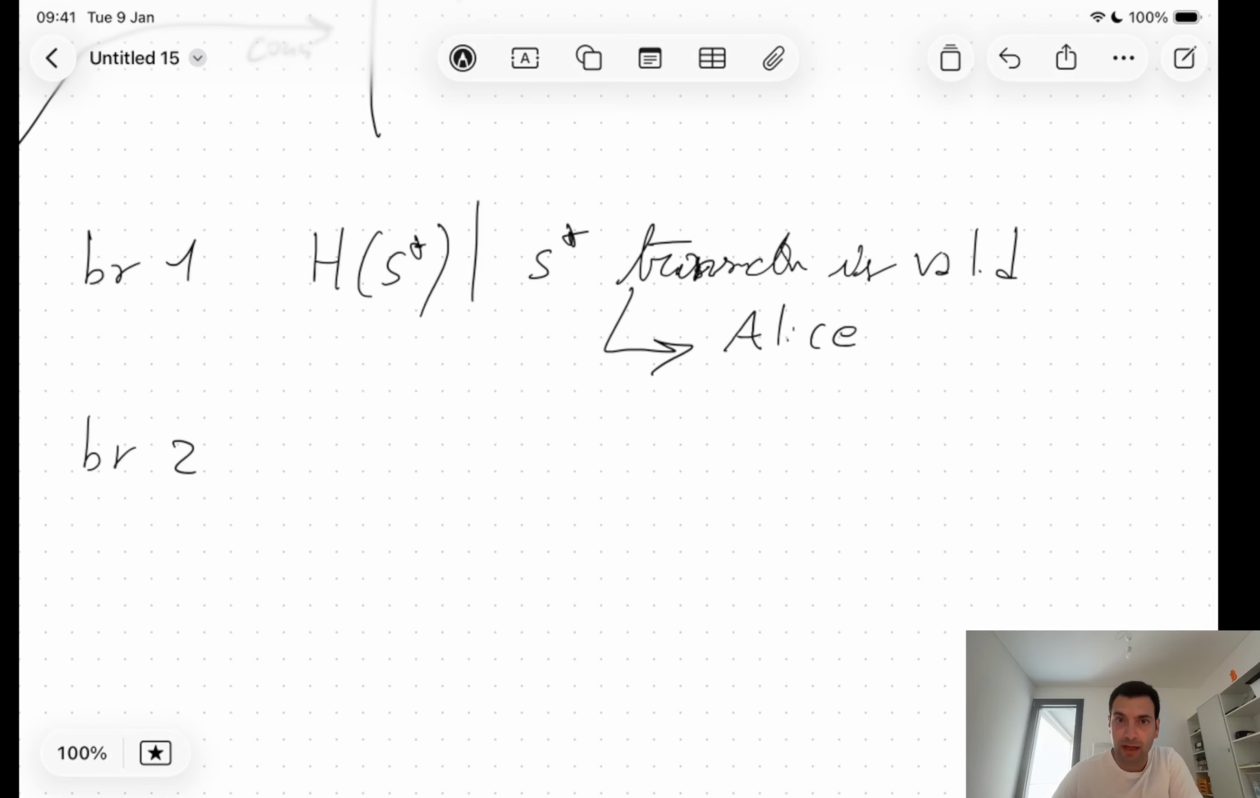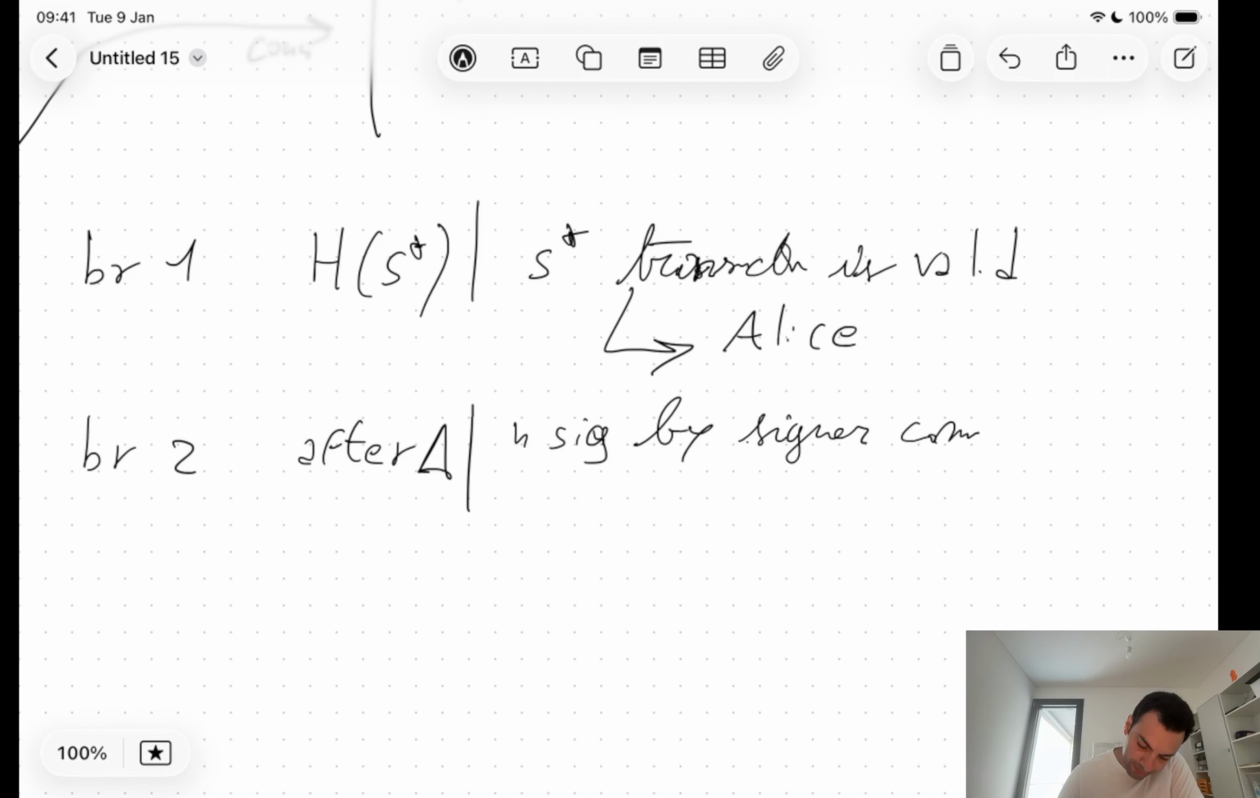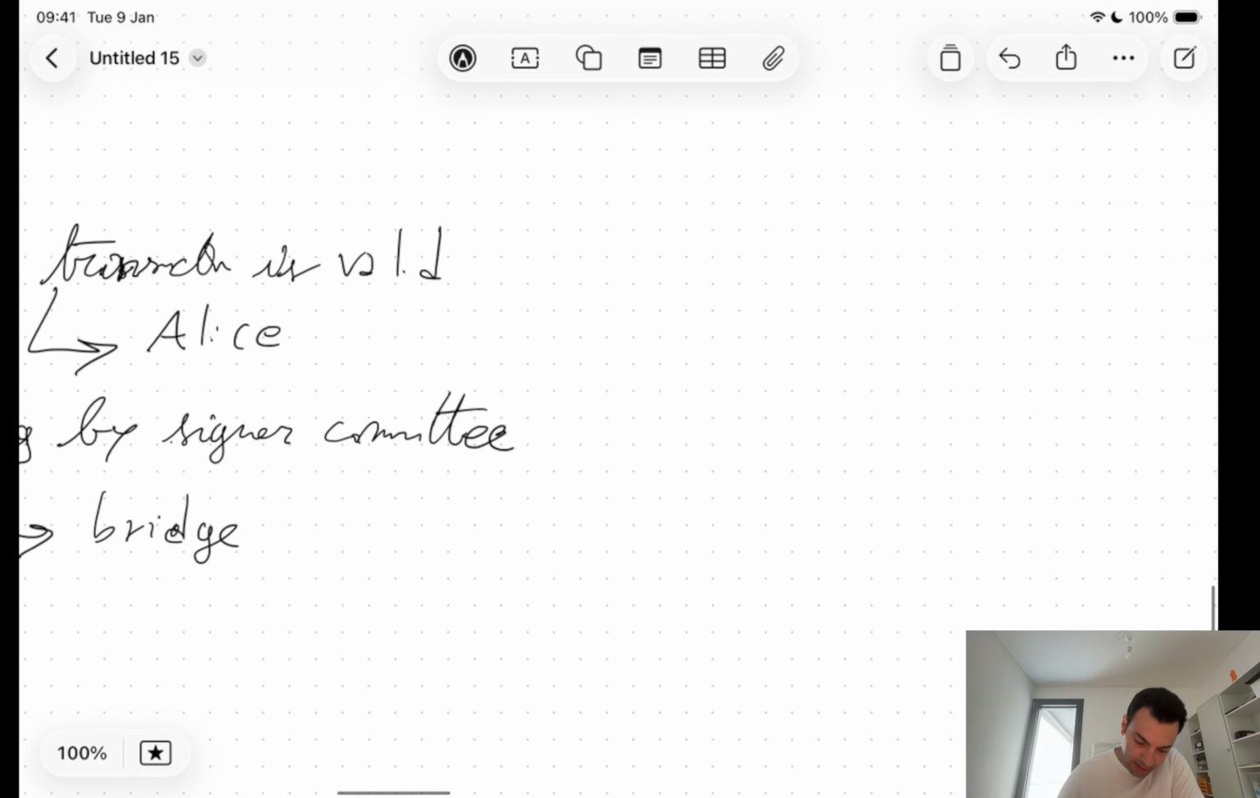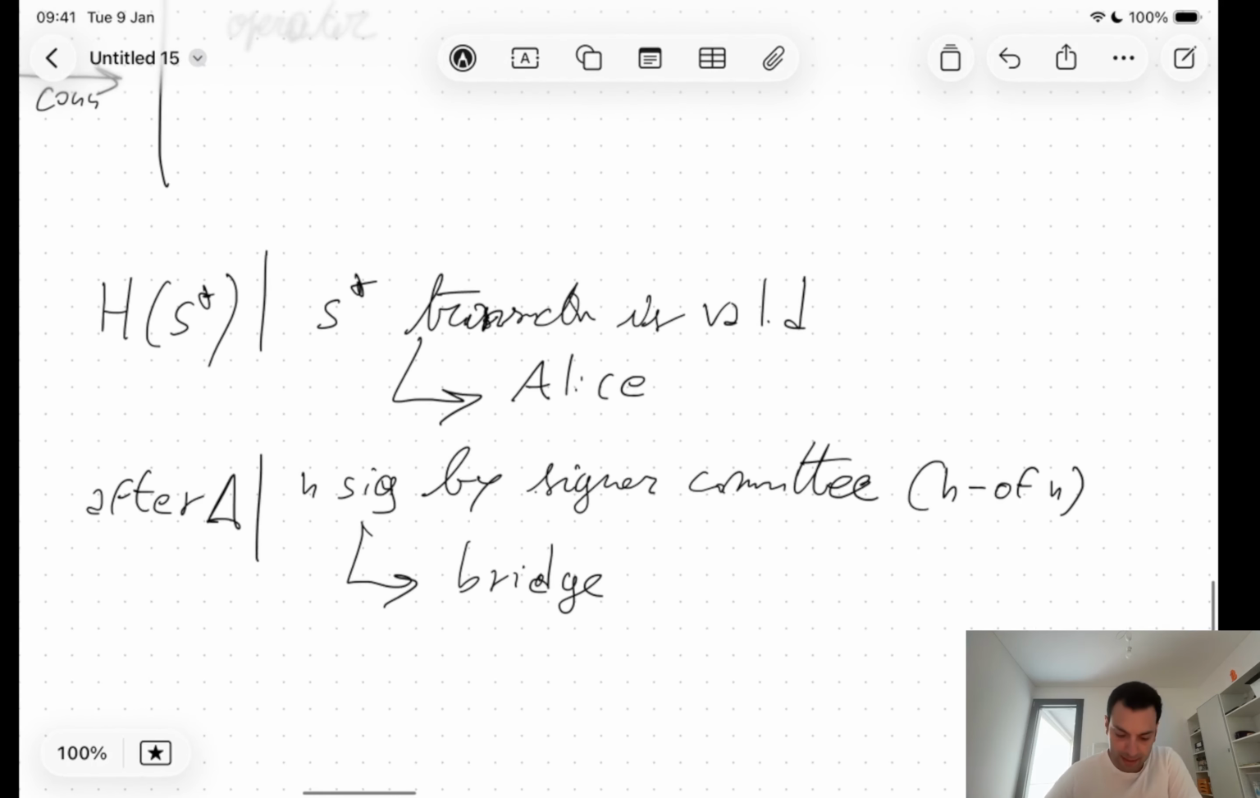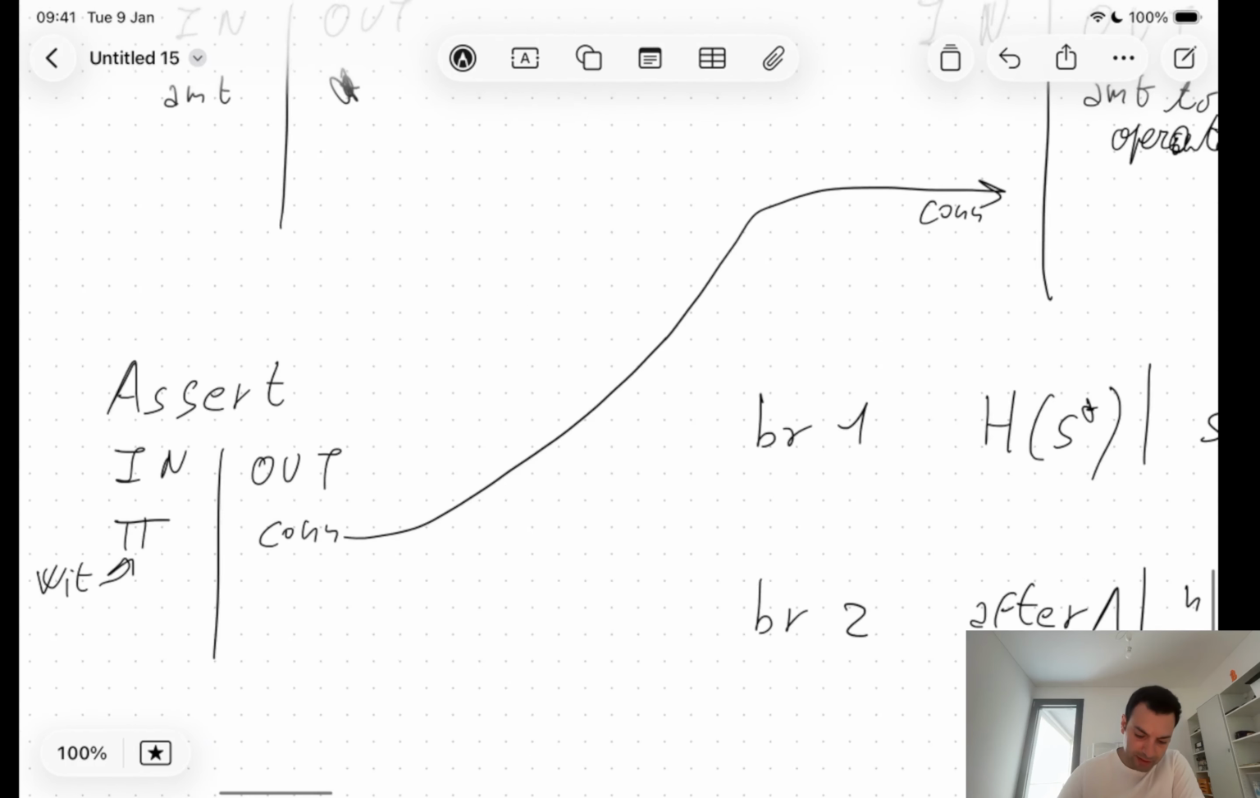But it also has another branch, which is after a time lock, let's say delta. We need n signatures by the signer committee to move the amount to the bridge. And this is an n of n thing. And so this is the two branch transaction.